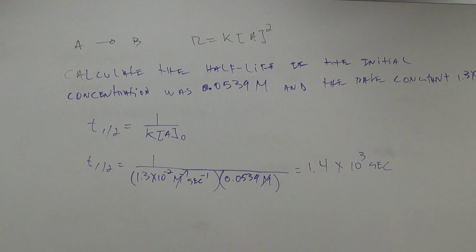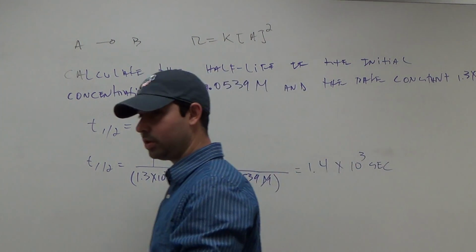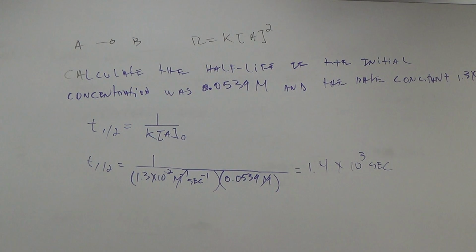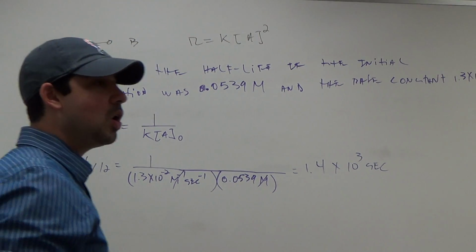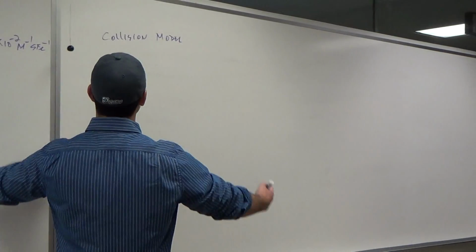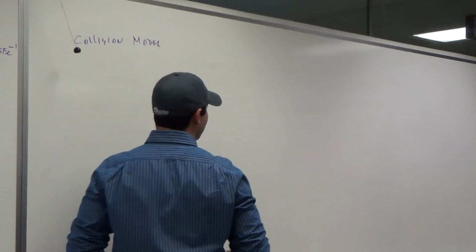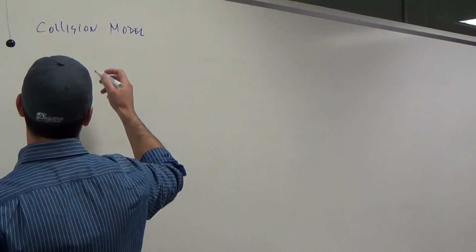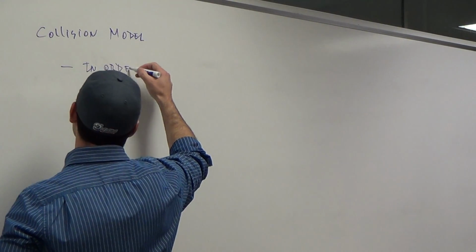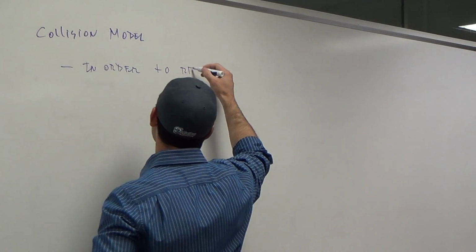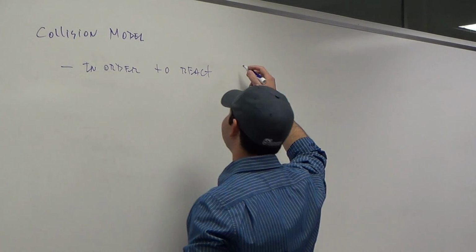The collision model says... what is a collision? Now you can't tell me that a collision is when two things collide. That's like saying the same word, yes? Collision means, okay, whatever, you get it, yes? Two things go like this. Okay, the collision model says, look how interesting this is: in order to react, molecules must collide.